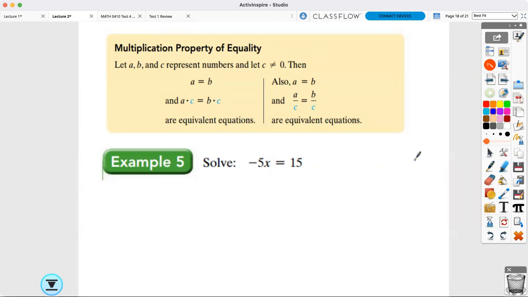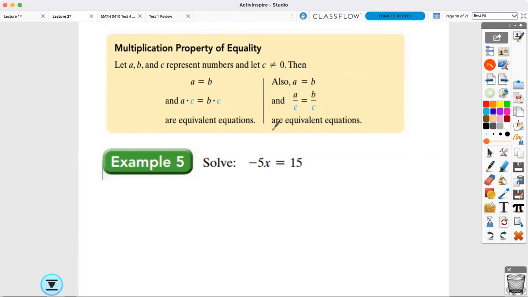So I'm gonna start reading. We have a minute left in the timer, so I'm gonna read the property, what it's saying, okay? Multiplication property of equality. Let A, B, and C represent numbers and C cannot equal 0. Then A equals B and A times C equals B times C are equivalent equations, just as A over C equals B over C are equivalent equations to A and B.